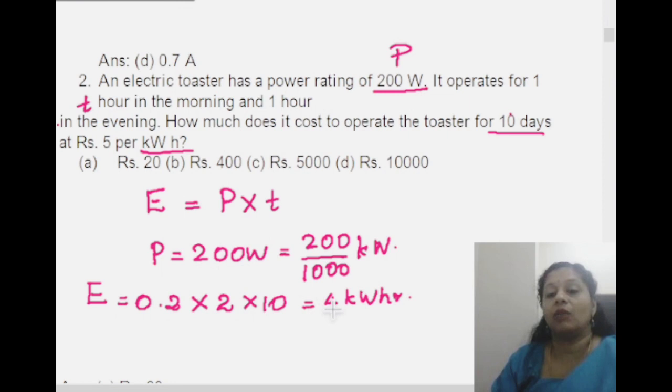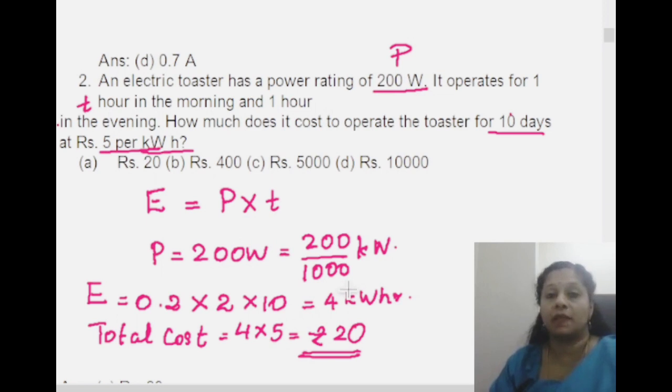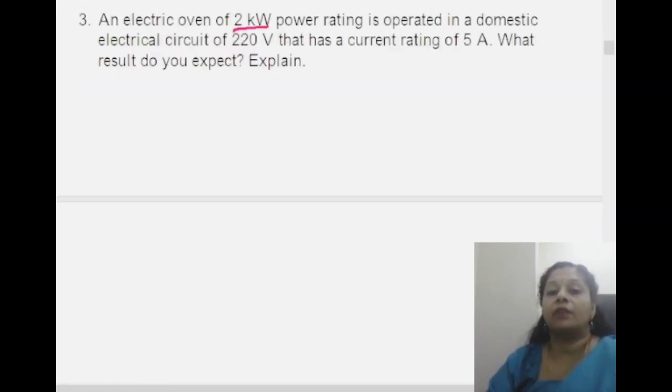So for 1 kilowatt hour it is 5 rupees you have to pay. So the total cost would be 4 into 5, 20 rupees. So for 10 days how much do they have to pay? 20 rupees.